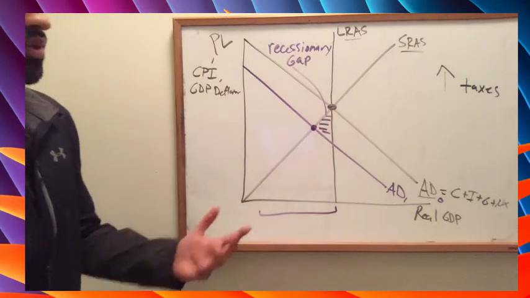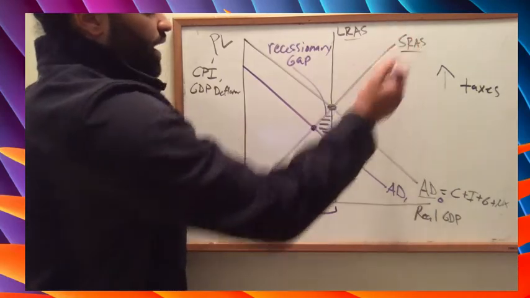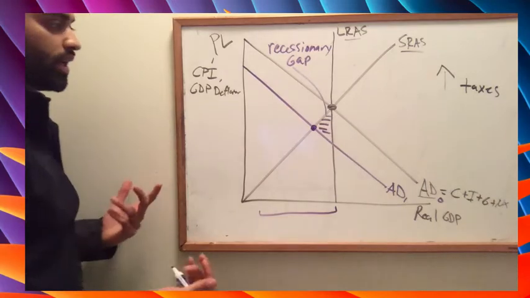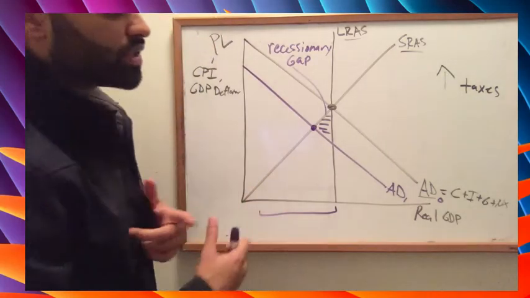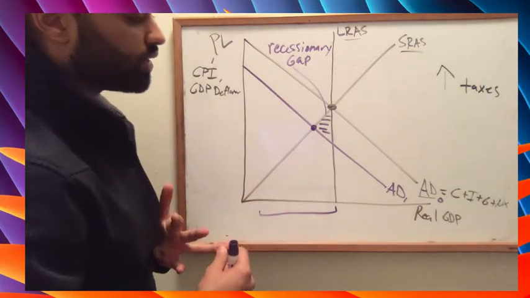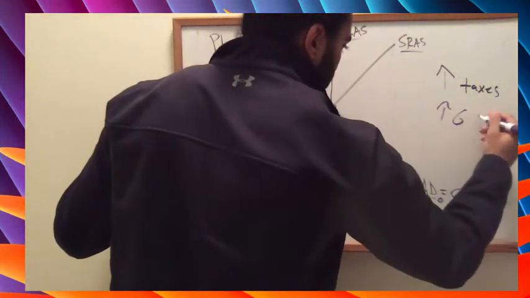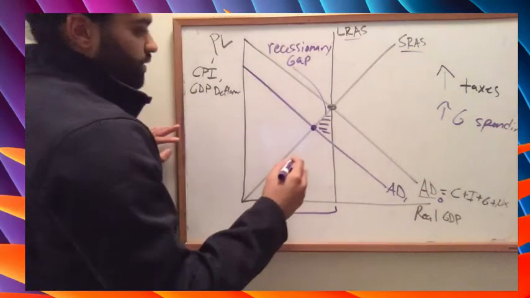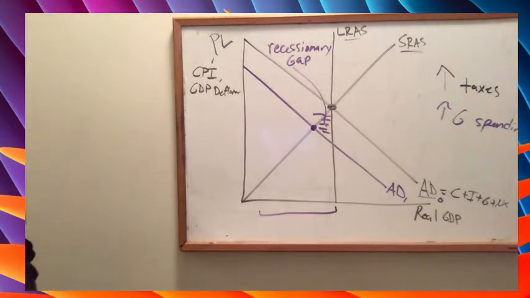Now, how do we fix this recessionary gap? There's a couple things you can do. You can either fix your short-run aggregate supply curve or fix your aggregate demand curve. So the way I would go about it would be you would want to increase any one of these. You can increase government spending, increase investment, increase consumption, or increase net exports. So what I'm going to do is increase government spending. Now what this is going to do, it's going to shift our curve back to our long-run equilibrium.